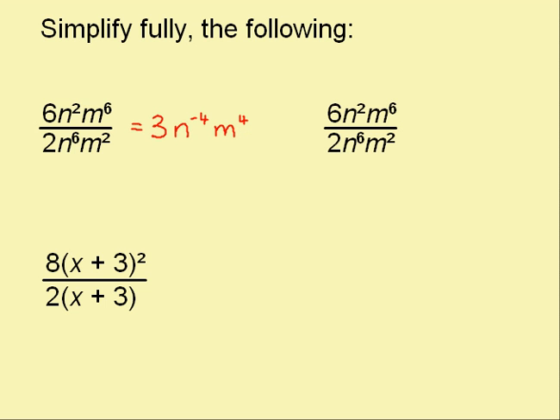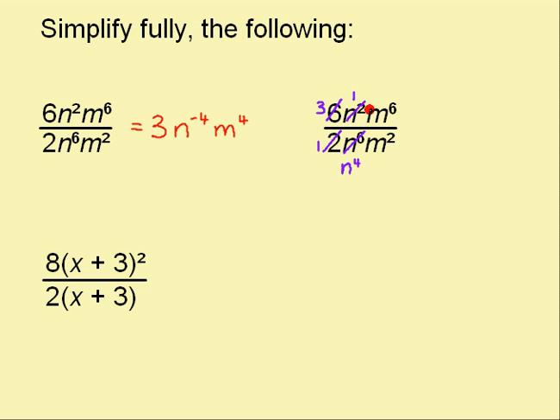The second way is where I cancel, and it looks like this. What goes into 6 and 2? Well, 2 goes into both of those, so if I divide this by 2 I get 3, and if I divide this by 2 I get 1. What goes into n squared and n to the power of 6? n squared does. If I divide this by n squared, I get 1, and if I divide this by n squared, I get n to the power of 4.